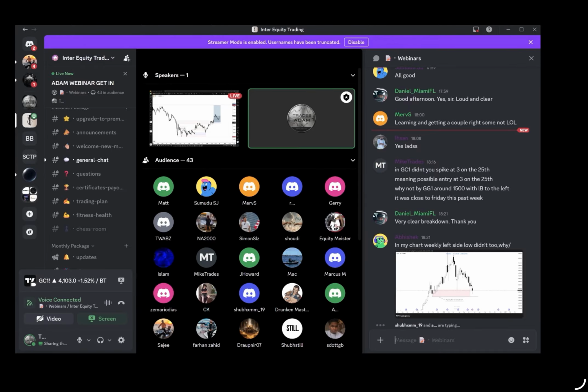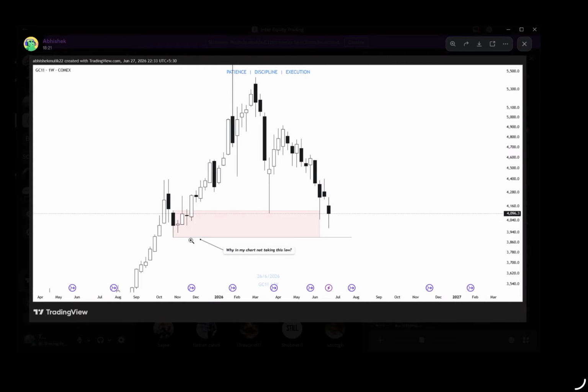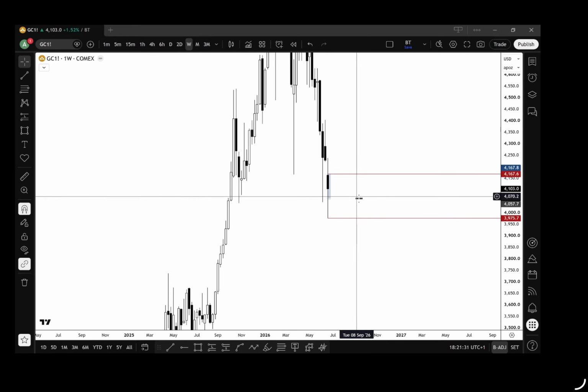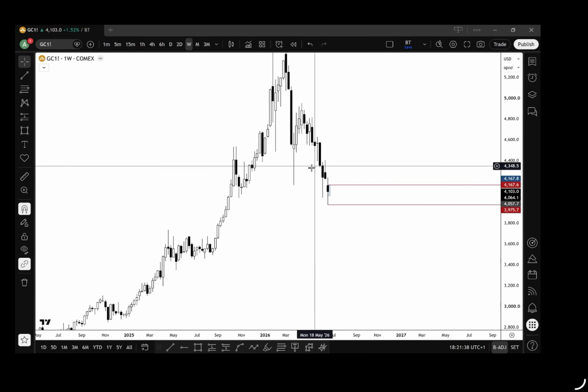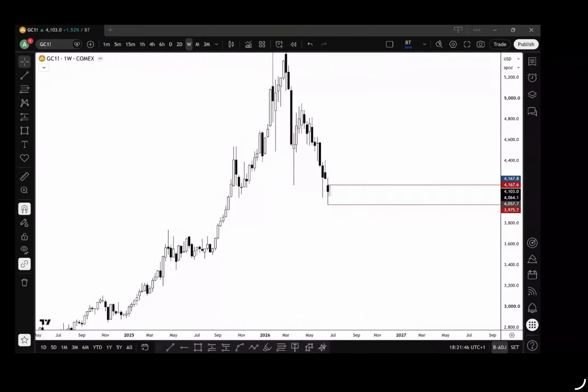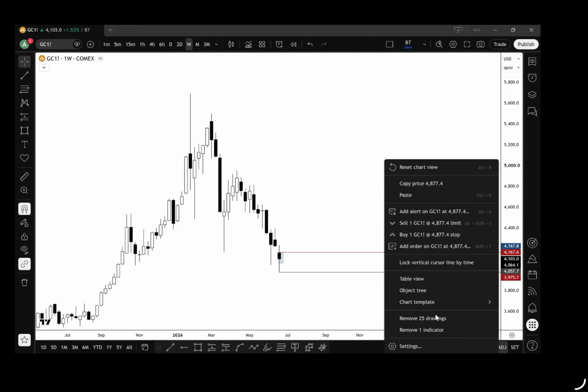In my chart, weekly left side low didn't too. Why? On the weekly. Just make sure you have this B adjacent on your TradingView clicked. No worries, bro. Okay, so we'll move on to NQ, my favorite pair.